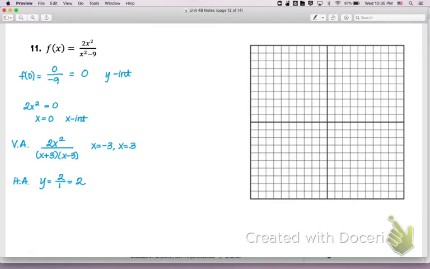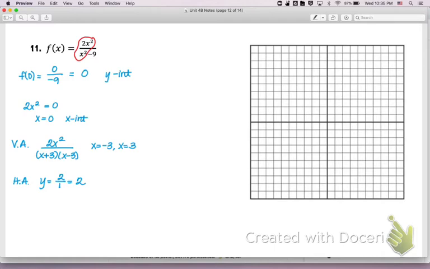And then the horizontal asymptote, once again, we're going to compare their strength. So I'm looking at these two. They're equal in strength, so they undo each other, and we're just left with the 2 and the 1. So 2 over 1 is 2.